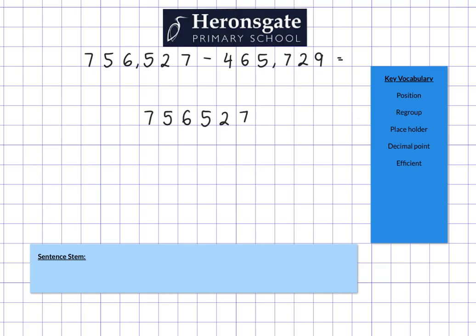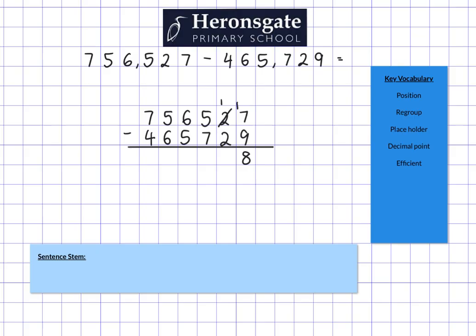756,527 subtract 465,729. First, I need to start off from my smallest place value, my ones column. 7 ones subtract 9 ones. I'm unable to do this, so I'm going to need to regroup from my tens column. And I'm going to regroup 10. Now I have 17 ones subtract 9 ones, which gives me 8 ones.